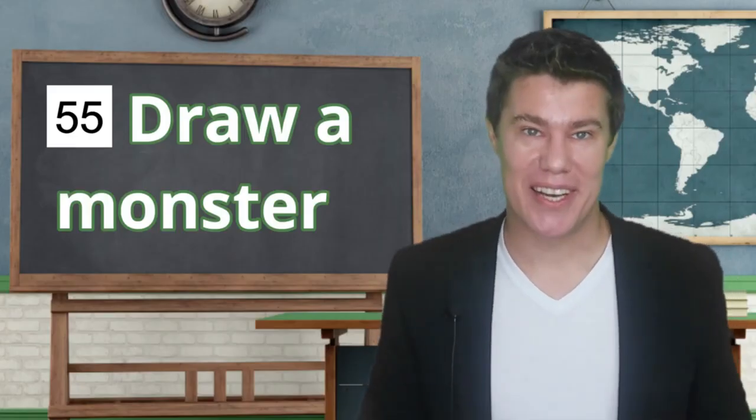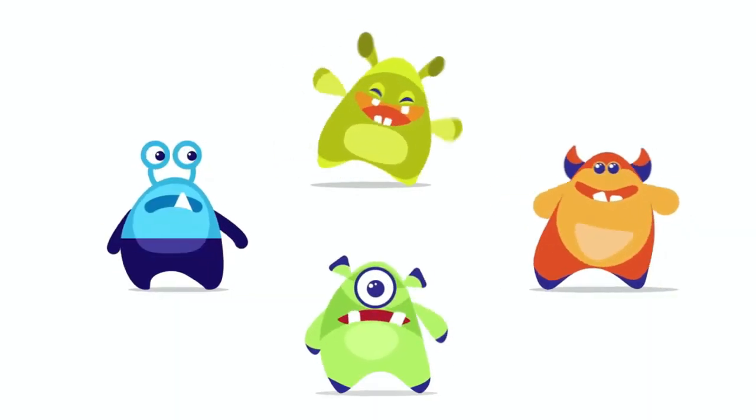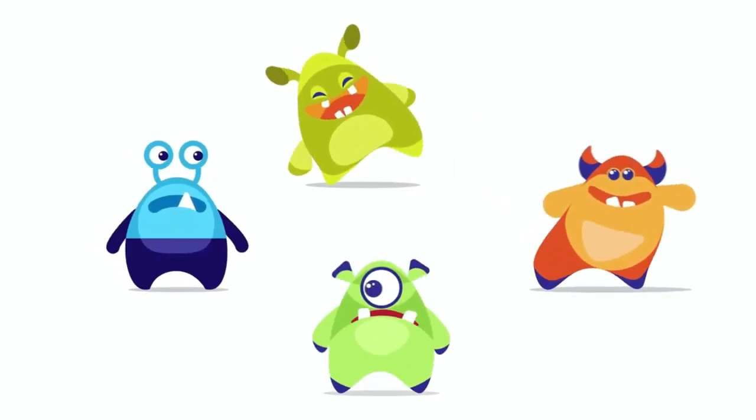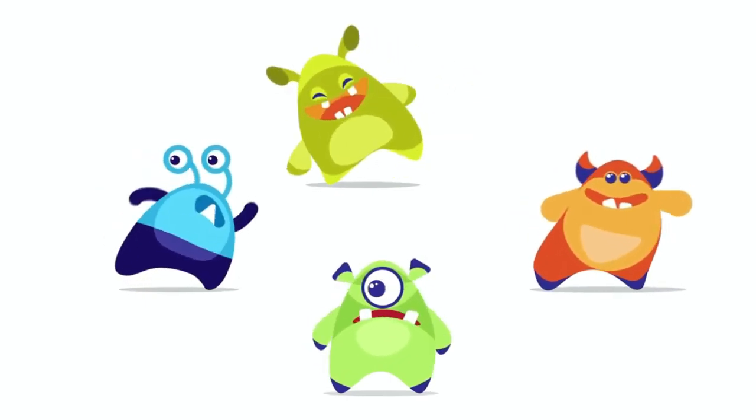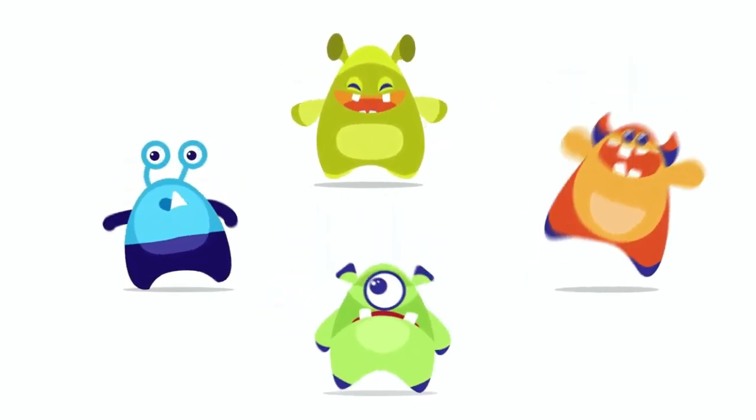Draw a monster. Pick 2 students. They go to the whiteboard to draw a monster according to what the rest of the class tells them. Guide the class by asking questions about the monsters. How many eyes does it have? How many arms? How many legs? Is it hairy? Does it have spots? Is it tall? Is it short? Big? Small?